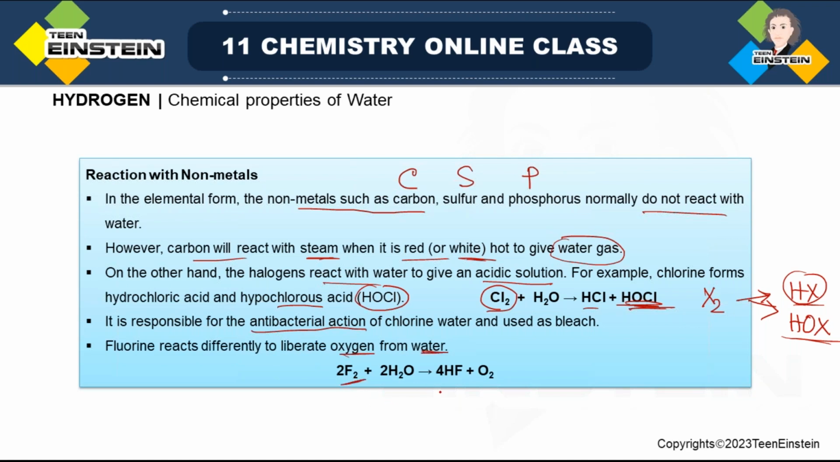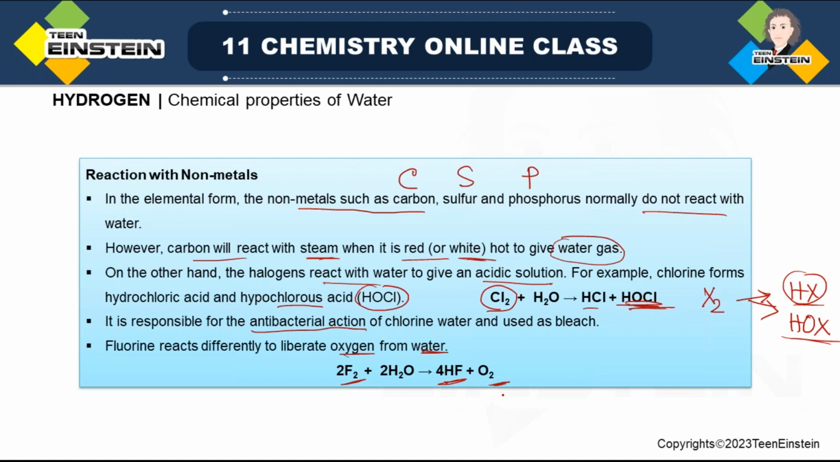Fluorine is the first member, so sometimes its behavior may not match with the rest of the members of the group, and this is true for any group, in group 1, 2 from the s block and from the p block also. The first member behaves differently. So as it is the first member, here we are getting hydrofluoric acid and oxygen gas.